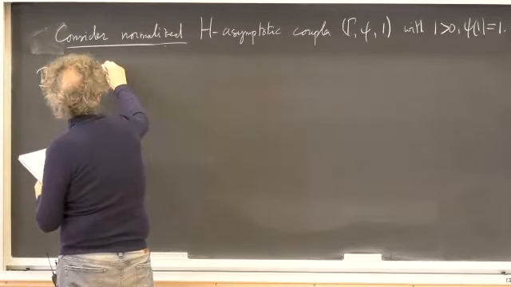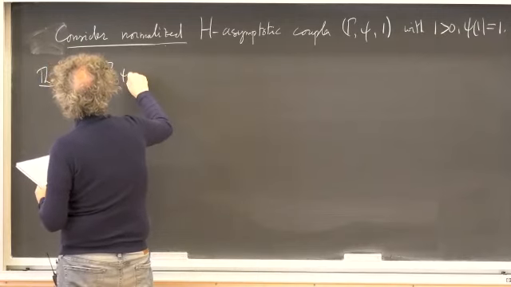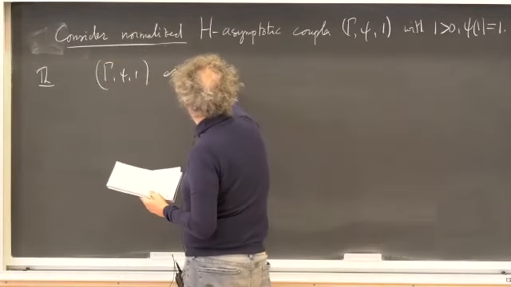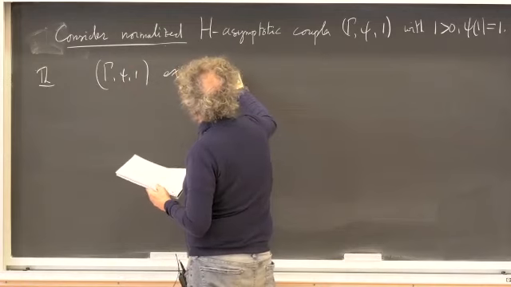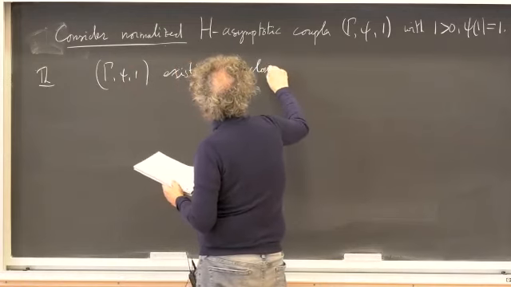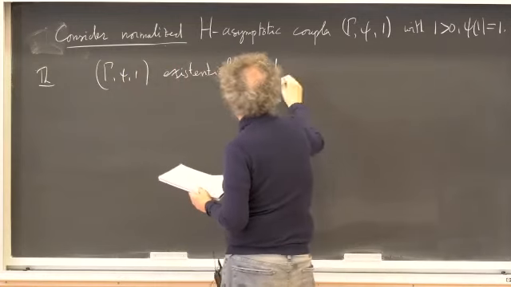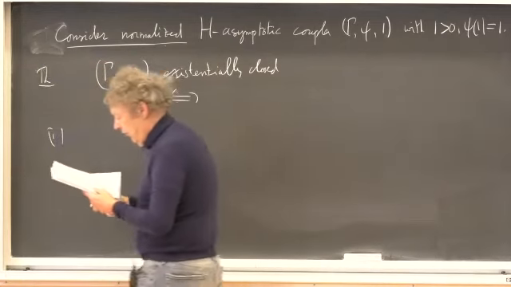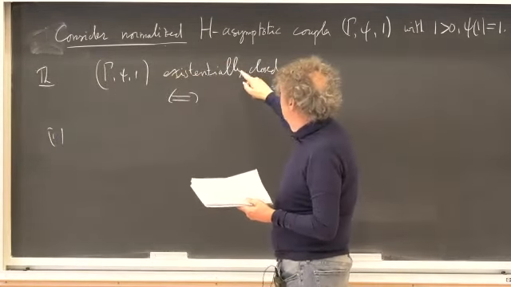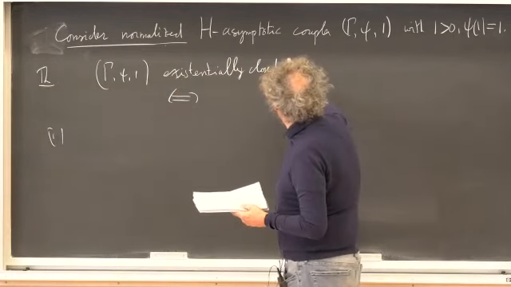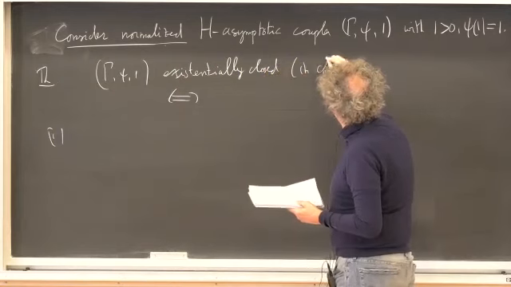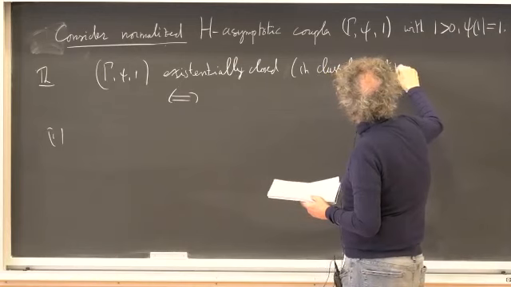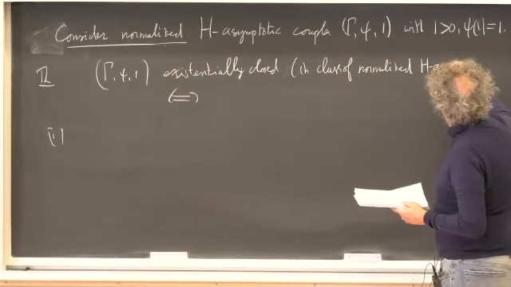Okay, so gamma psi 1 is existentially closed in this category of normalized H asymptotic couples if and only if three things happen. One, well, yeah, so here I'm in a class of normalized H asymptotic couples.